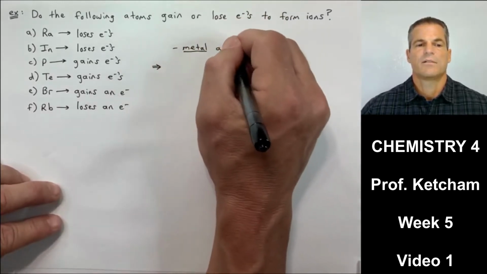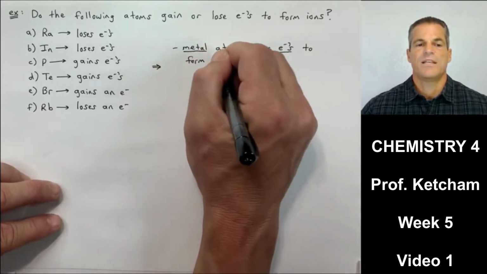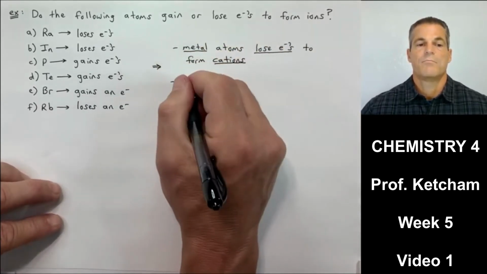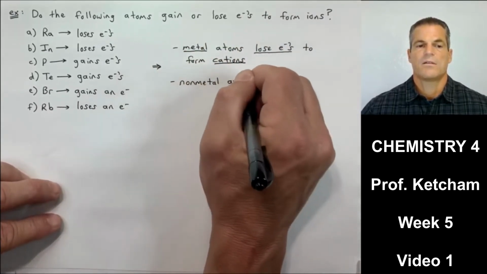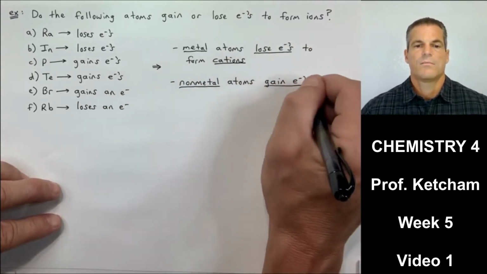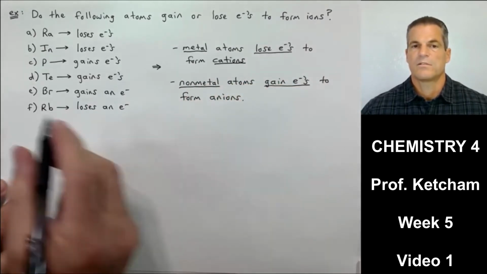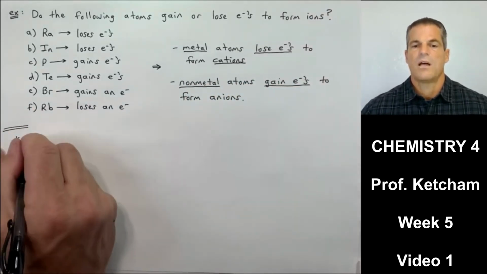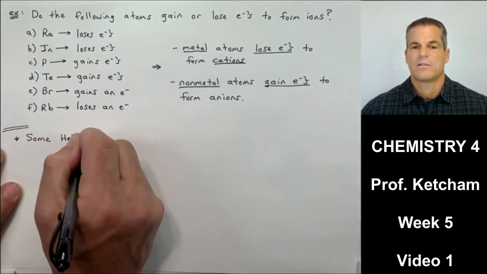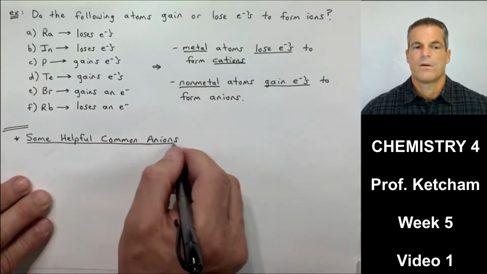Ra loses electrons. In loses electrons. P gains electrons. Te gains electrons. Br gains an electron. And Rb, rubidium, loses an electron. So what we're seeing here in A through F is that metal atoms lose electrons to form cations. Non-metal atoms gain electrons to form anions. All right.